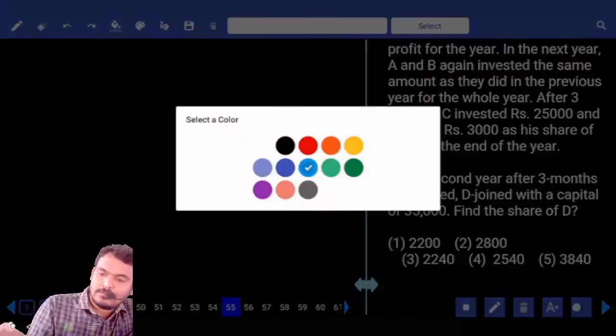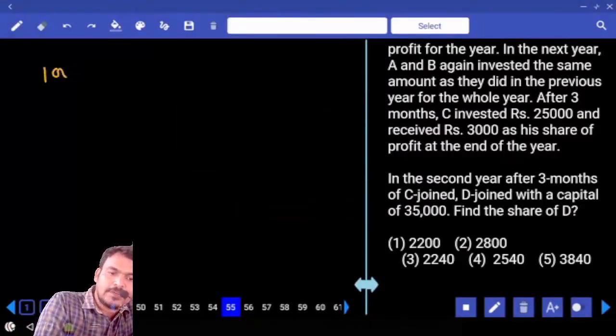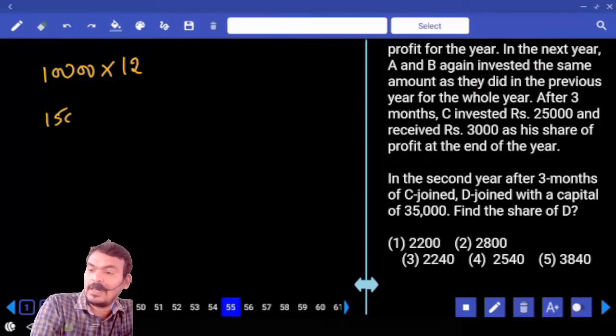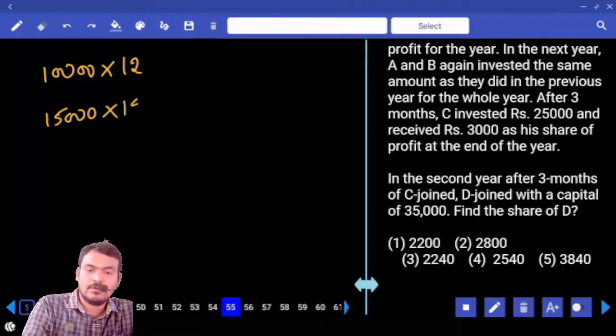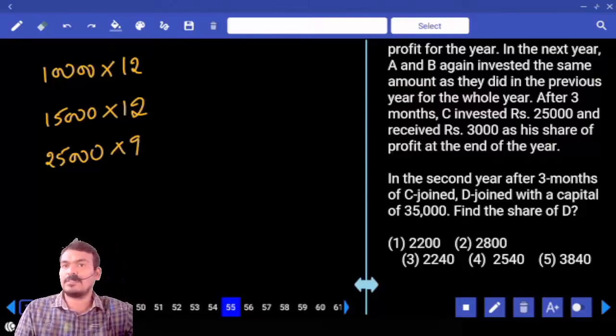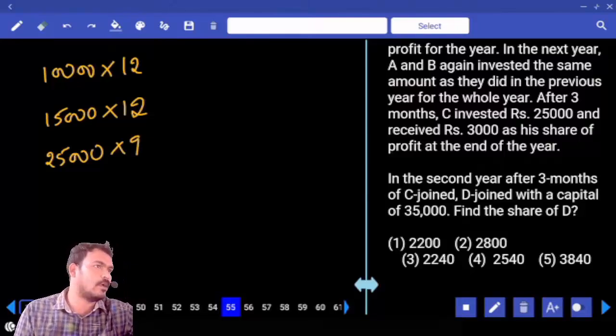In the second year, A's investment is how much? 10,000. Used for how many months? 12 months. B's investment: 15,000, used for 12 months. What is C's investment? 25,000. Used for how many months? 9 months. But after 3 months of C joining, did D also join or not?